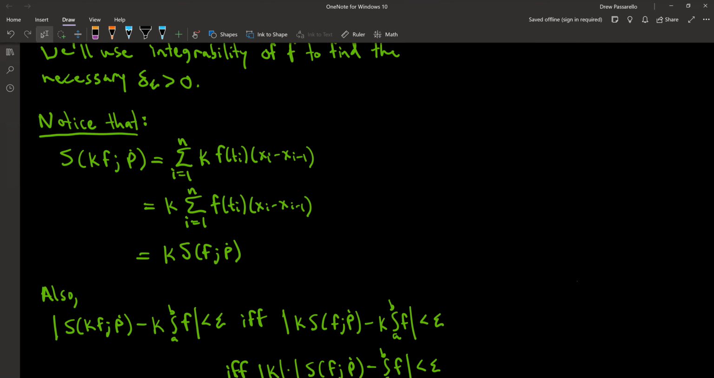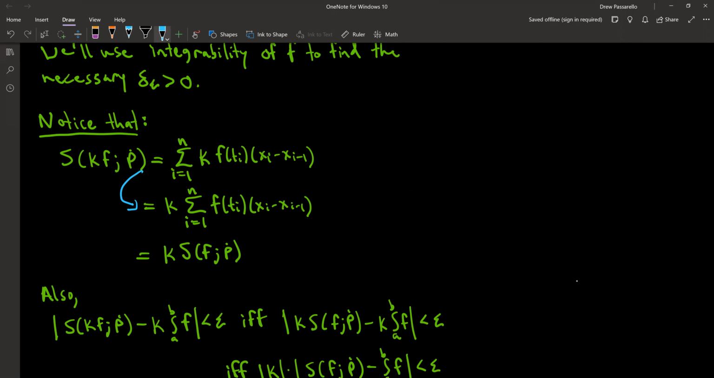So what we're going to do is use the integrability of f to find the necessary delta. So notice that the Riemann sum S(kf, P) is equal to the summation from i equals 1 to n of k times f of t_i times (x_i minus x_{i-1}). And that's just what we know for what the Riemann sum is, and t_i is any tag chosen from the subinterval of the form [x_{i-1}, x_i]. So we can pull out the constant in front of the summation.